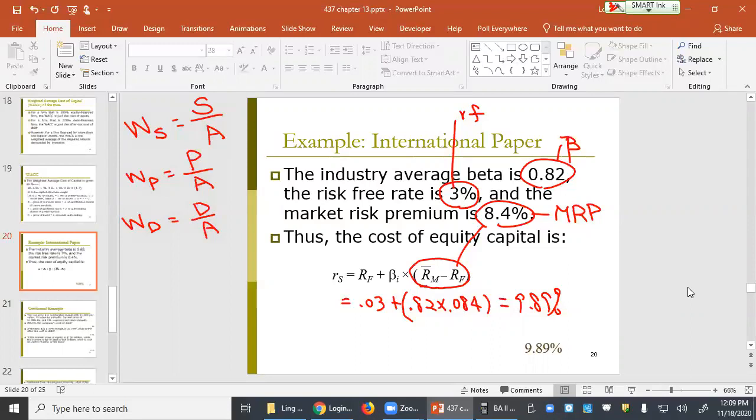And by the way, we should be able to interpret this beta easily, right? Because we know conceptually that the market portfolio, or the market average, has a beta of 1, while higher beta means higher systematic risk. Since this 0.82 is lower than 1, we can conclude that this company has lower systematic risk than the market average, because the market average has a beta of 1.